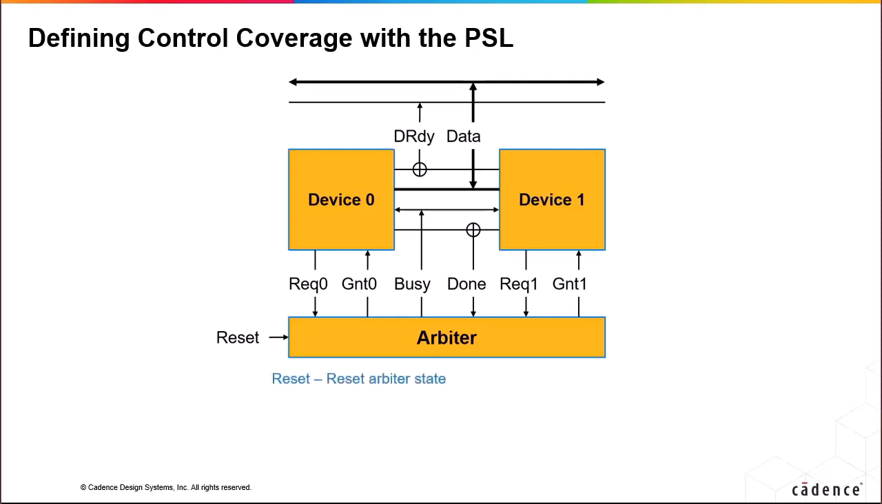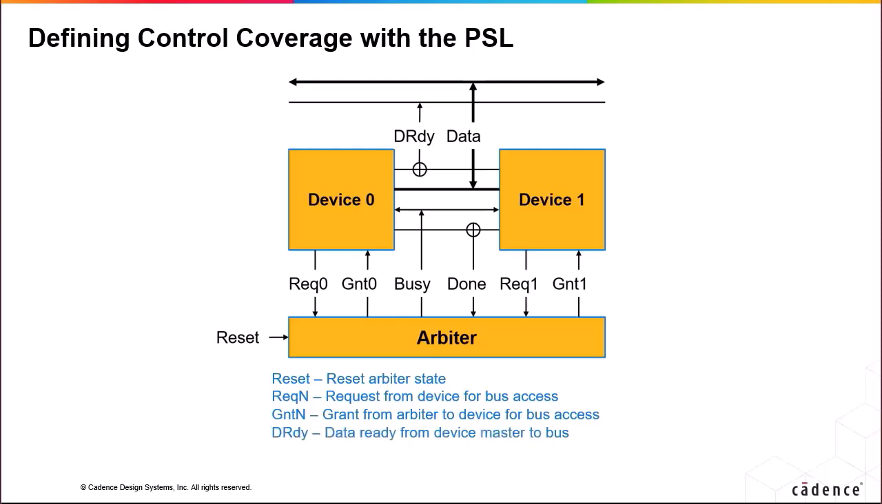The environment asserts the reset signal to reset the arbiter state. The devices assert their request signal to request access to the bus. The arbiter asserts a grant signal to grant a device access to the bus while rotating priority in a round-robin manner. The granted device asserts the data-ready signal while it has placed data on the bus.